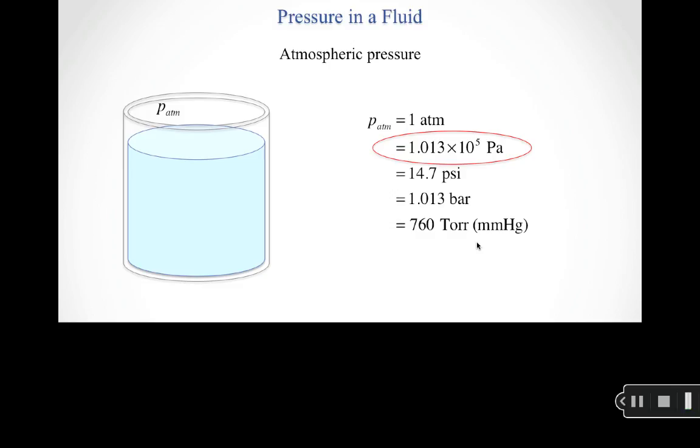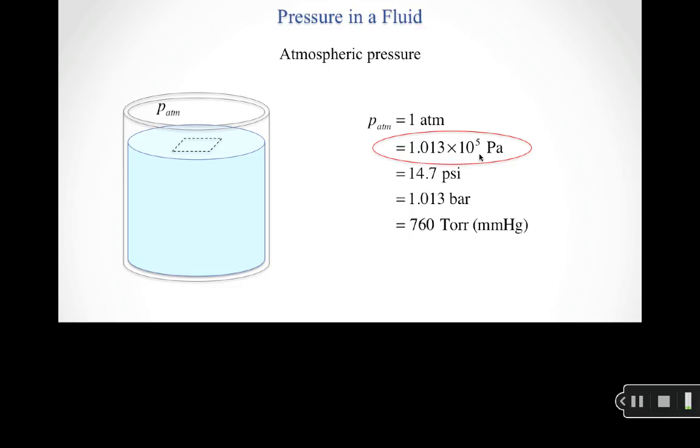And so the thing to keep in mind is that in the equations we're going to work with, plugging in 1 atmosphere will often get you the wrong answer. Because instead of plugging in a number that's basically 100,000, you're going to be plugging in something that is significantly smaller. So just keep in mind that this is the value that we want to use when we're doing pressure calculations in SI. So where does this atmospheric pressure come from?